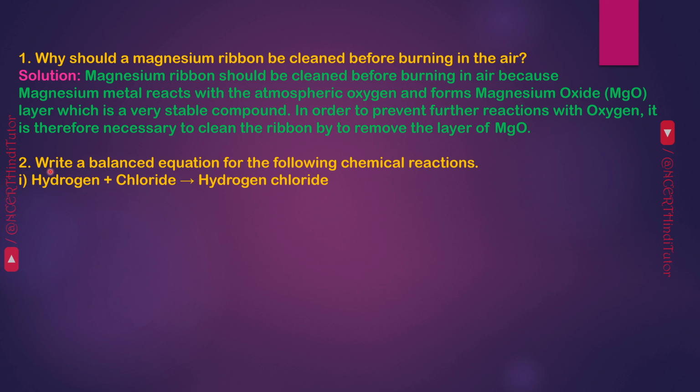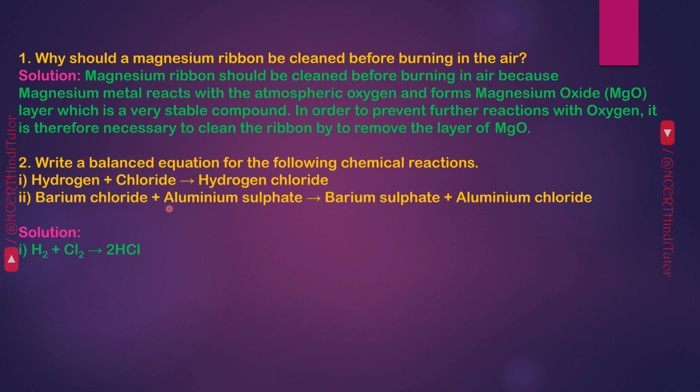Question 2. Write a balanced equation for the following chemical reactions. First, hydrogen plus chlorine gives hydrogen chloride. Answer. H2 plus Cl2 gives 2HCl. Second, barium chloride plus aluminium sulfate gives barium sulfate plus aluminium chloride. Answer. 3BaCl2 plus Al2(SO4)3 gives 3BaSO4 plus 2AlCl3.